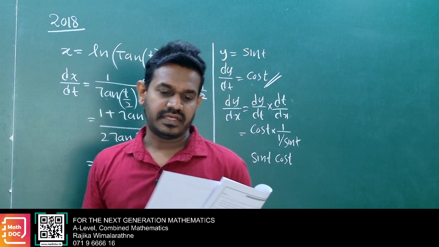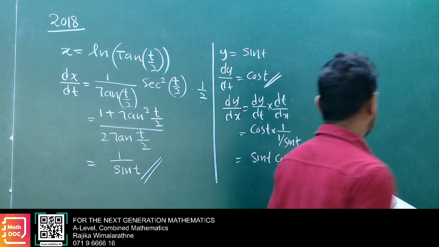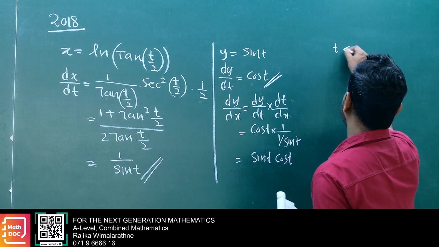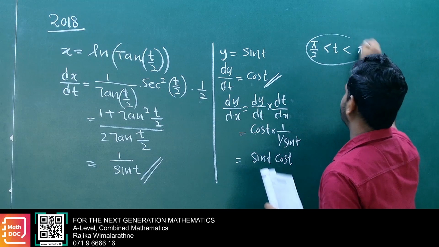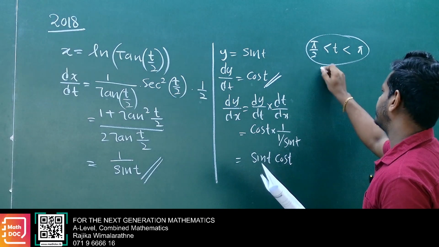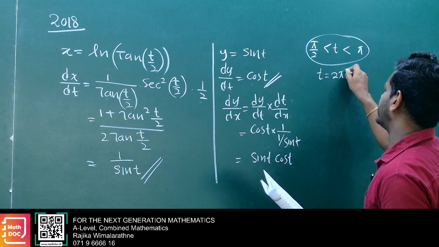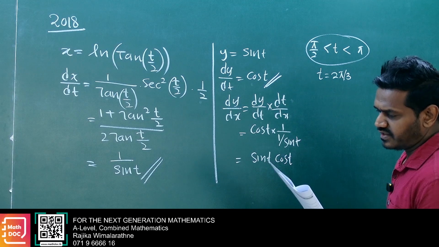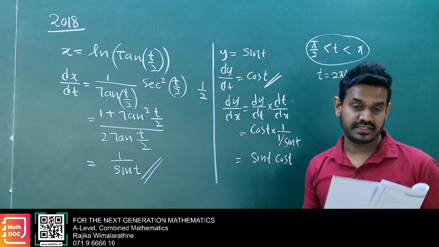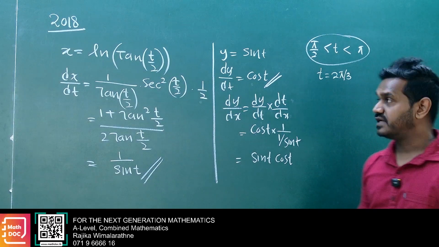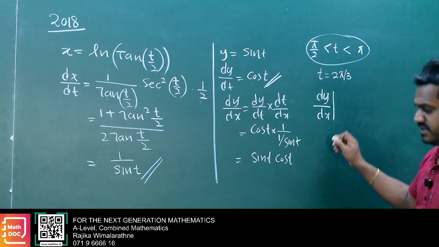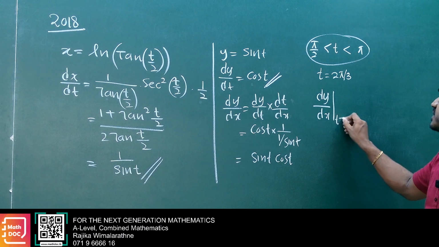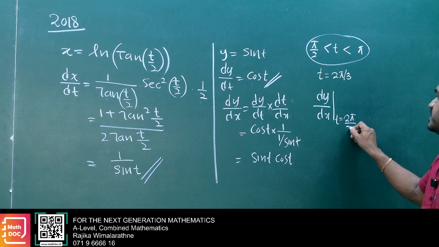Now the t value is given in the range pi over 2 to pi. So t equals 2 pi divided by 3. Why? Now we need to find the gradient of the tangent. Only the gradient of the tangent needs to be found. Then dy/dx at t equals 2 pi divided by 3 is needed.